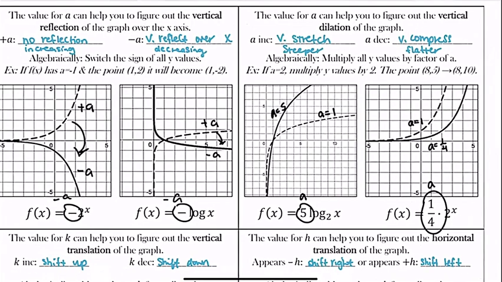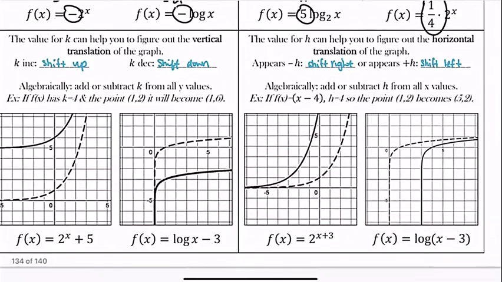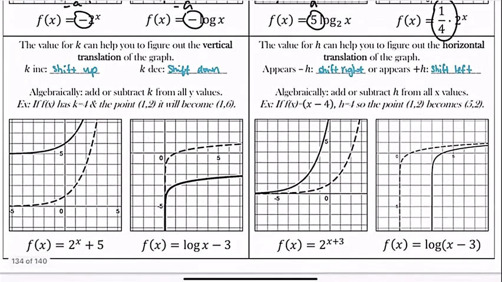And for all these, I did include how to do that algebraically if you want to pause and read through that, how to do it without having to look at the graph. Our last two here, K is our last vertical change. We just went over four different vertical things. Here's two more. And then H is our only horizontal shift.